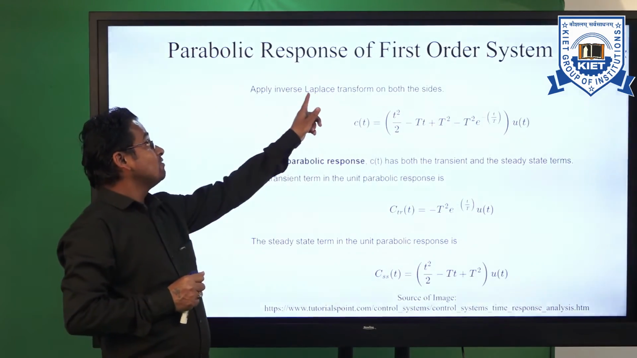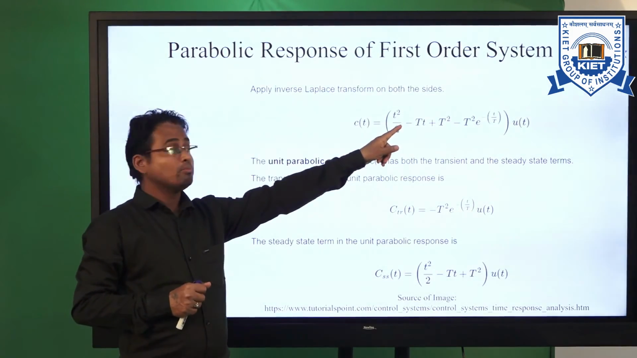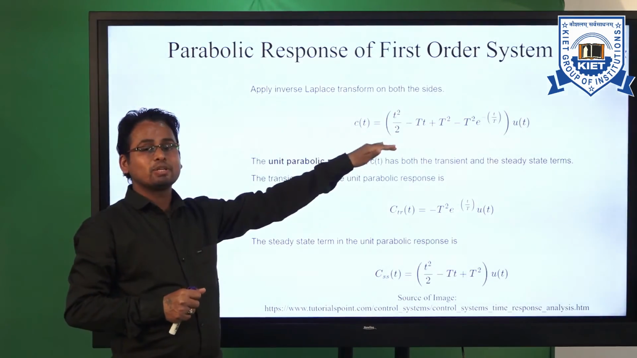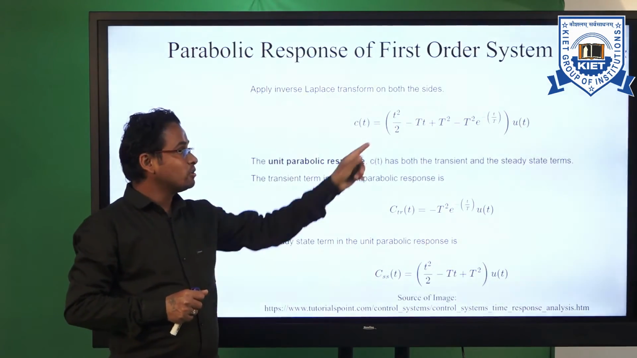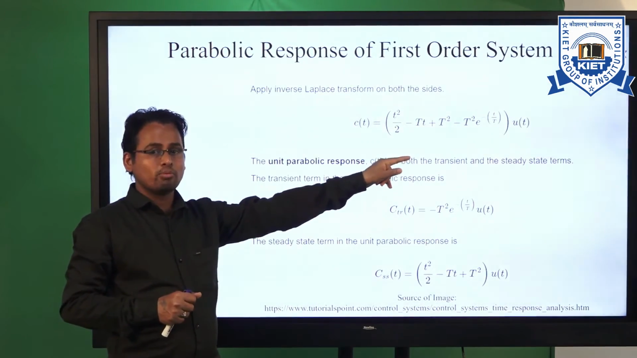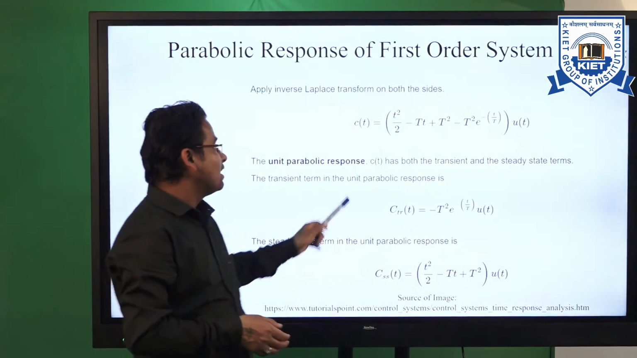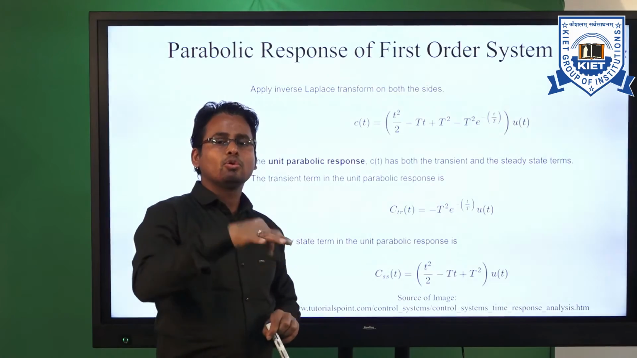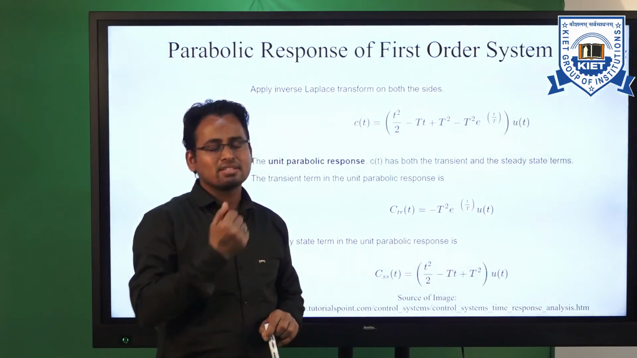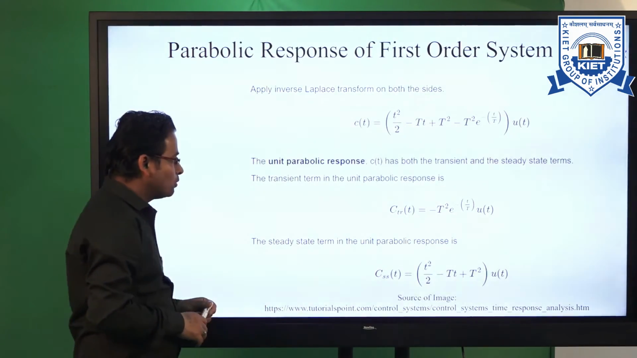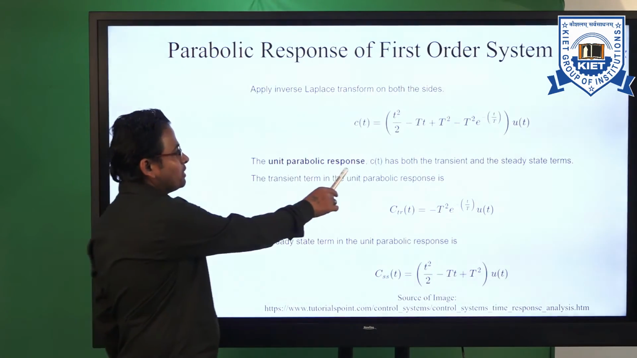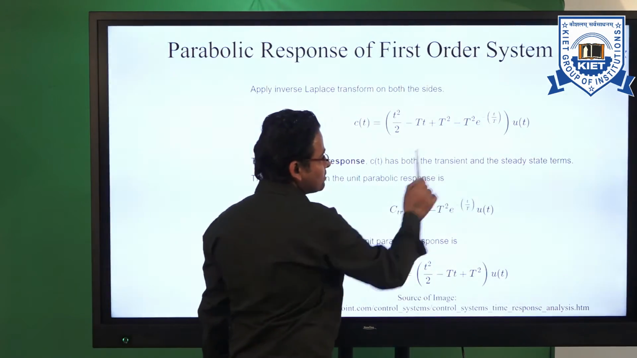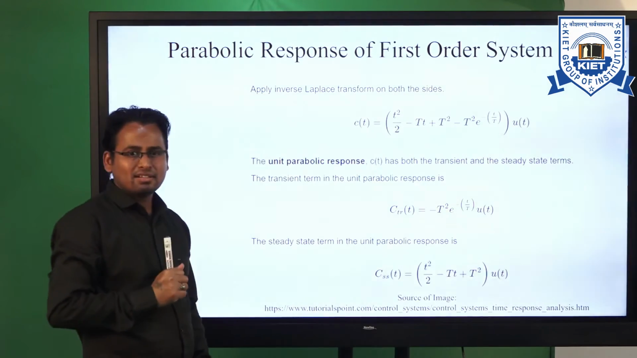Okay, apply the inverse Laplace transform on both sides, then we will get this equation. Here also you have u(t) taken as a common value. So that is the response or output when subjected to a unit parabolic function. Now the unit parabolic response has both terms, transient and steady state.